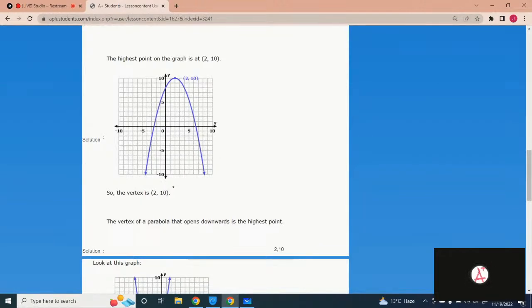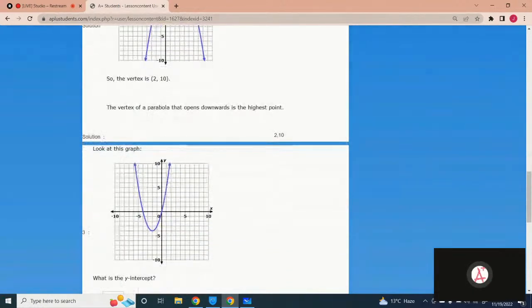So this is the point, the highest point of the graph. It is the vertex of the parabola. Got it? It would be 2 and 10. The vertex of a parabola that opens downward is the highest point. So that would be the highest point of the parabola. So it has the vertex 2 and 10. Got it?